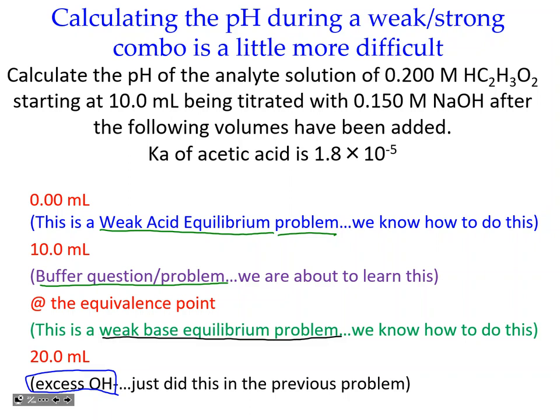Now, if we're doing a weak base with a strong acid, it's just going to be the opposite. The 0 is a weak base problem. The 10 is still a buffer. The equivalence point now is going to be a weak acid problem. And then the 20 is still an excess for the H+. So it just goes the other direction.